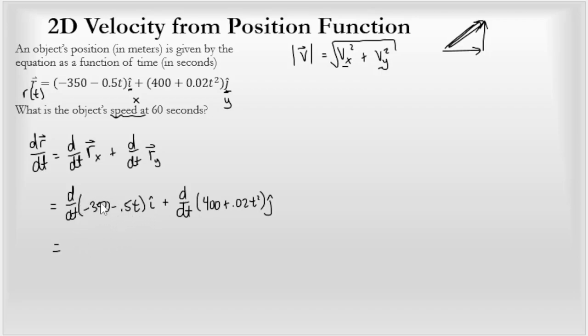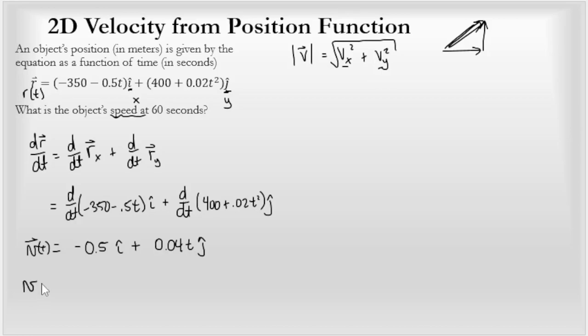Okay, so let's take the derivative of the i hat component. The time derivative of a constant is 0. The derivative of t is just going to be 1, so I get a negative 0.5 in the i hat direction. And then in the other part here, derivative of a constant is 0 plus, well, t squared, I'll bring the 2 down and multiply that by 0.02, so I get 0.04. And then that leaves t to the first power. I'm not going to write the 1, and that's still in the j hat direction. So this is the velocity vector as a function of time. There's time in only one place here.